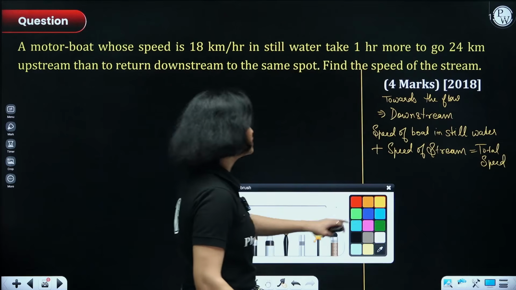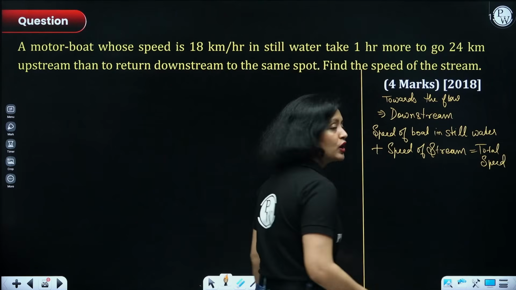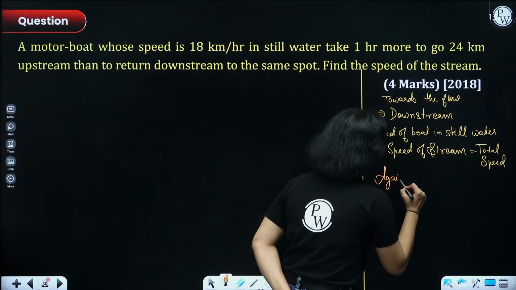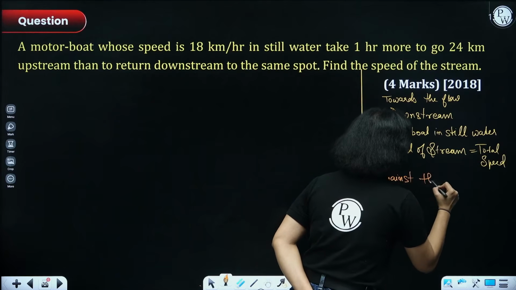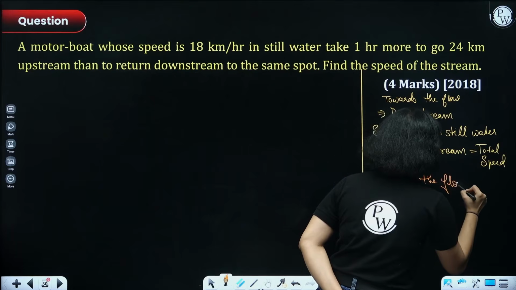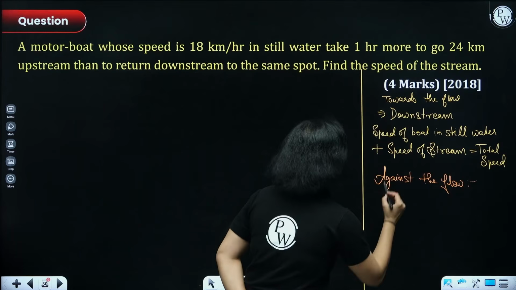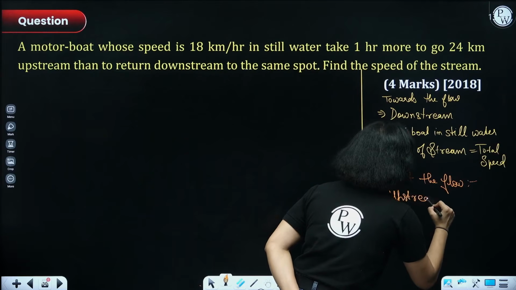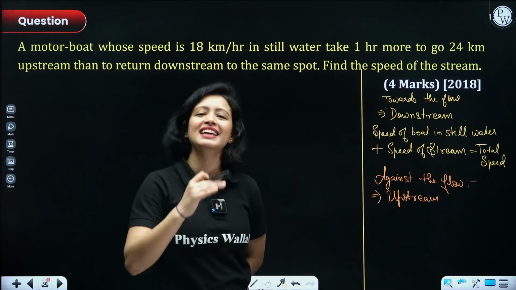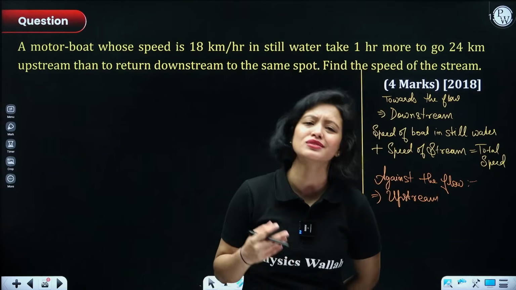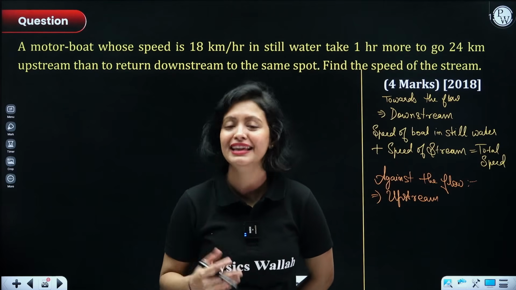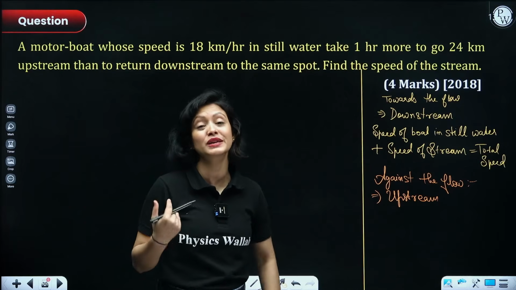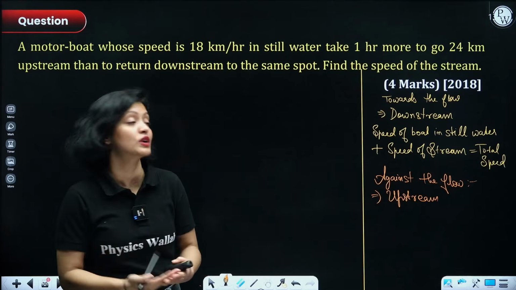Now, what happens for upstream? Or when you are going against the flow, right? So, when the boat is going against the flow of water, we say that the boat is going upstream. Think about it like this. When you go up, when you're ascending, what happens? Your speed slows down. You're going against the gravity. Similarly, when the boat goes upstream, it's going against the flow of the water and its speed slows down. Why does its speed slow down?